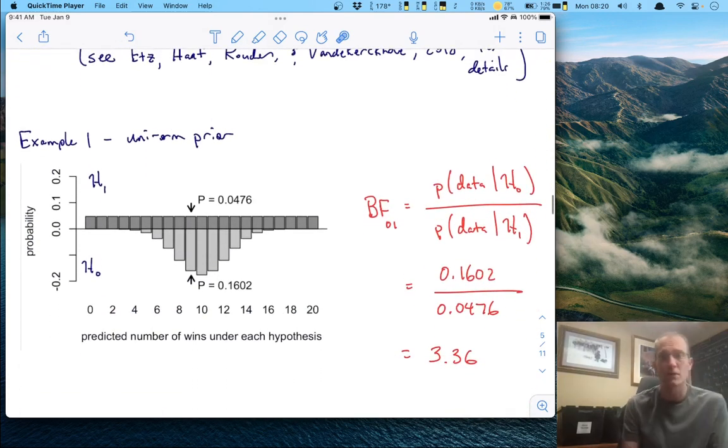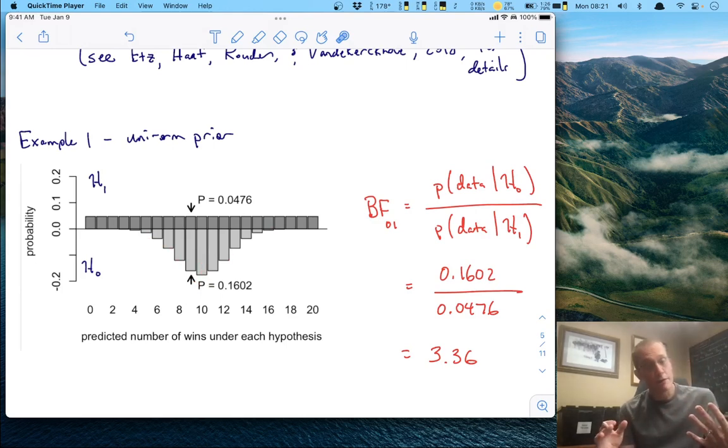Okay, this is all just from the last lecture. So example one was our uniform prior. And so what we do is we plot the possible data that we would expect under each model. Now under H0, remember H0 is the model that W is 0.5, right? That they're guessing on each trial. And so the data we would expect is this exact binomial distribution, right? The most likely data are, you know, half of the trials, which is 10 out of 20 in this case.